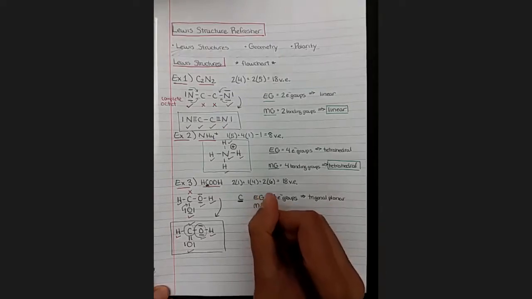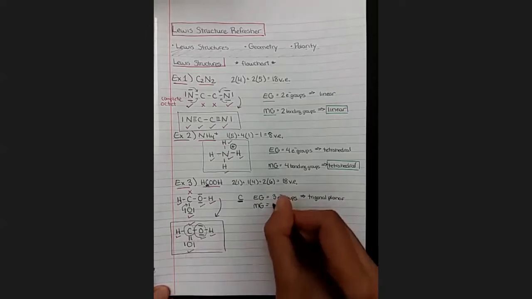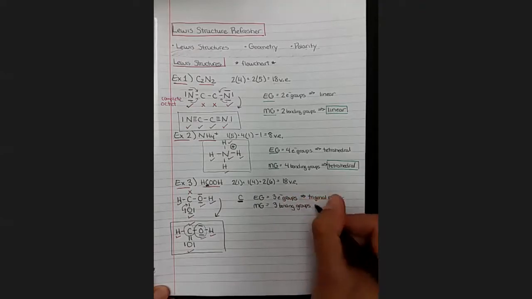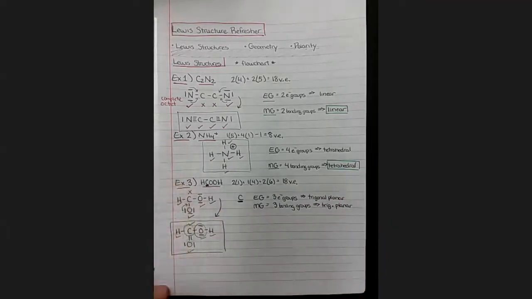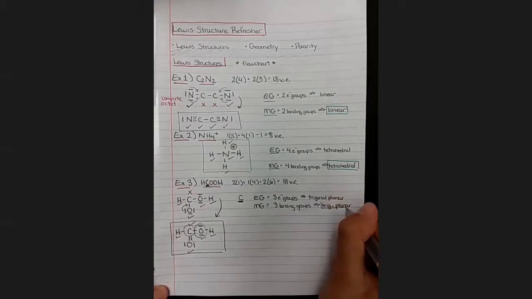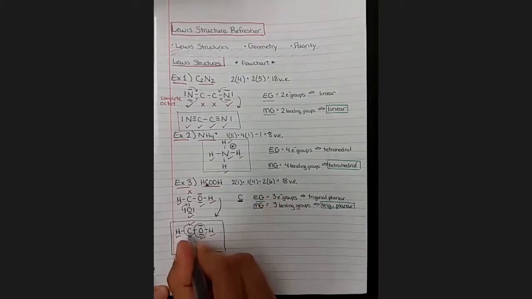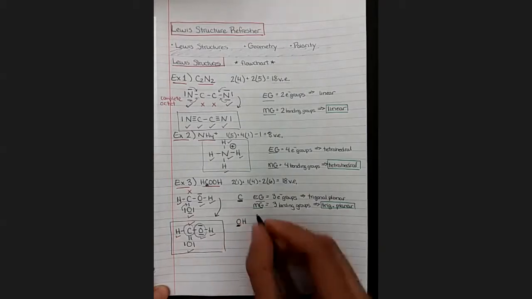If we redo our count for the molecular geometry, we can see that all of those are bonding electrons. So we've got 3 bonding groups. So that molecular geometry is also trigonal planar. I'm going to abbreviate because I'm running out of space here. Trigonal planar. And that's just for this carbon. And then we'll do the geometry for the oxygen that's attached to the hydrogen.